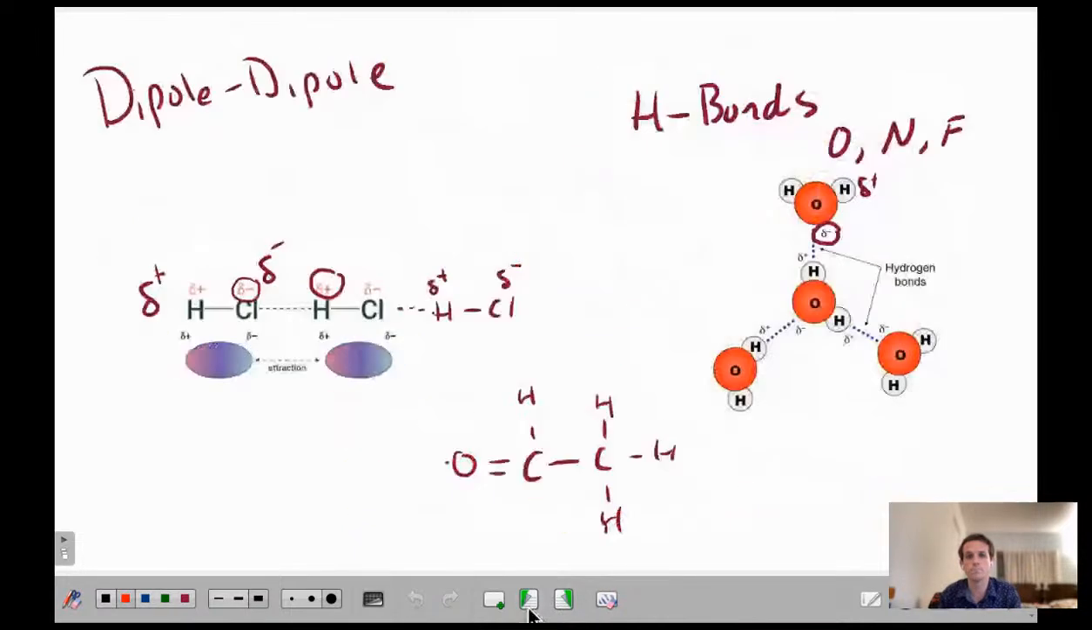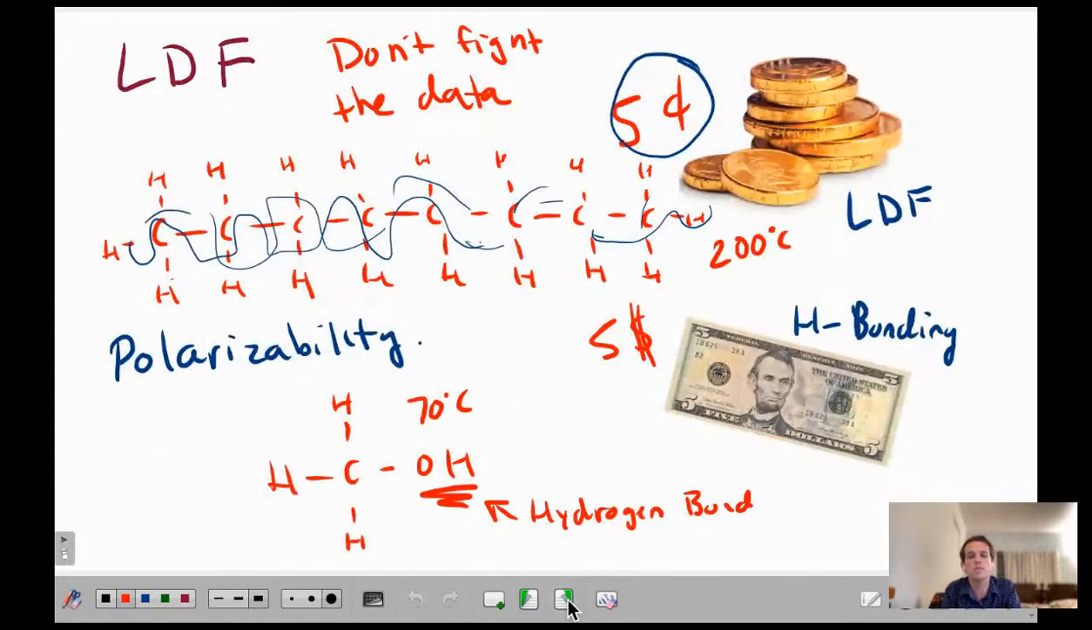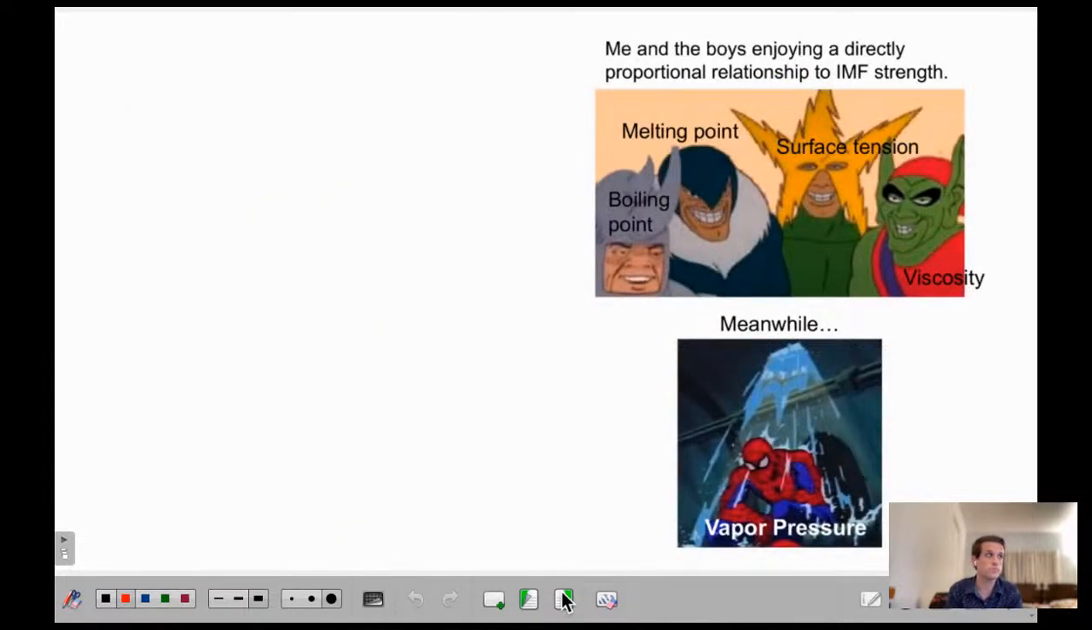So in general, we can still follow this as our ranking system, where the strongest is ion-ion, then ion-dipole, hydrogen bond, dipole-dipole, and London dispersion forces. However, London dispersion forces can add up if the molecule is large enough, if it's polarizable enough, and it will overcome some of these other ones. Again, you're not expected to be able to predict that without some kind of table or chart, but you should be able to explain why one might have higher values than the other.